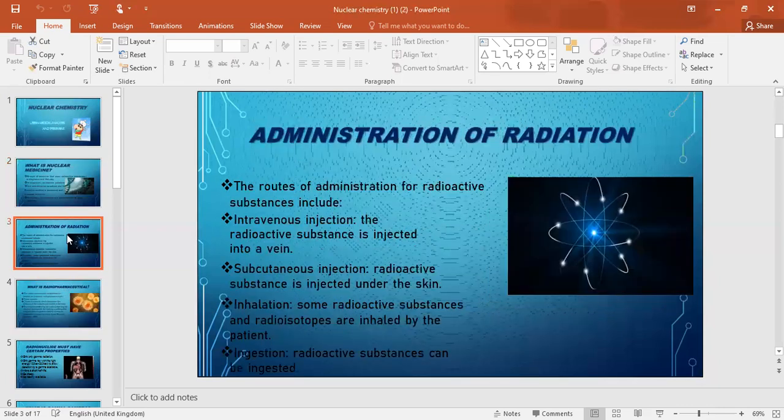Administration of radiation. The routes of administration for radioactive substances include intravenous injection: the radioactive substance is injected into a vein. Subcutaneous injection: the radioactive substance is injected under the skin. Inhalation: some radioactive substances and radioisotopes are inhaled by the patient. Ingestion: the radioactive substance can be ingested.